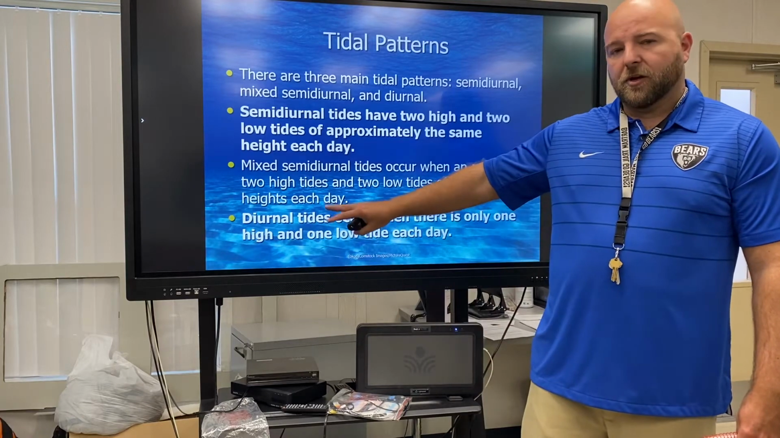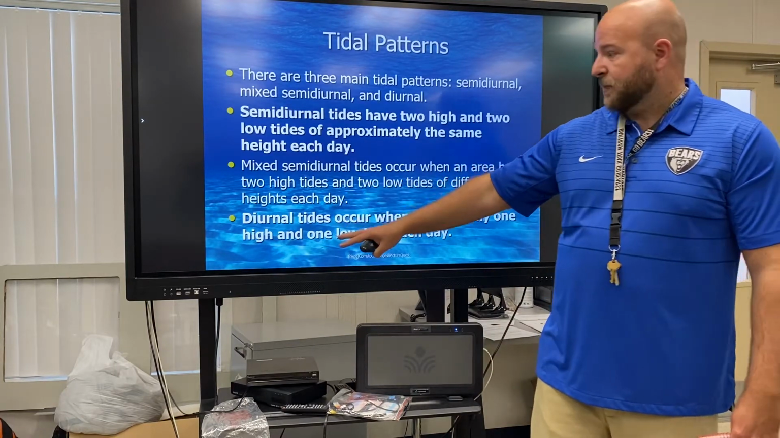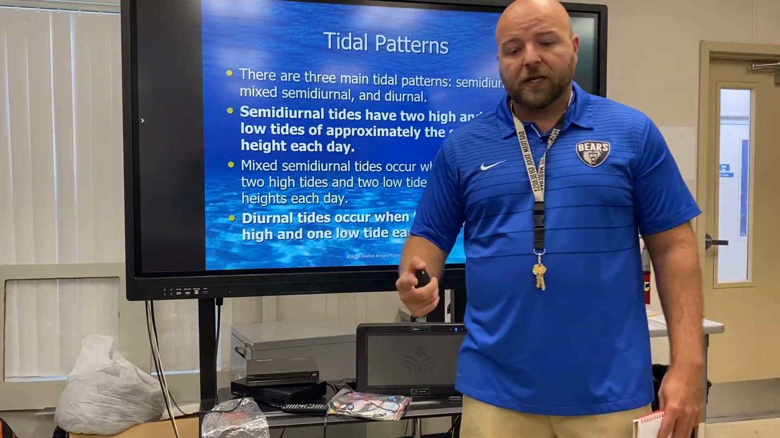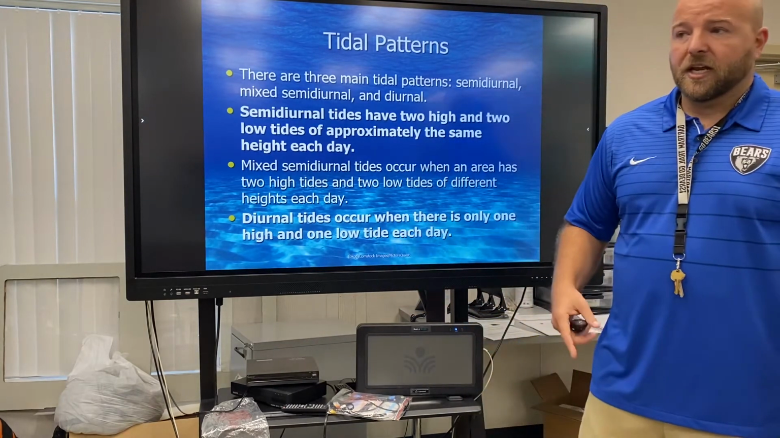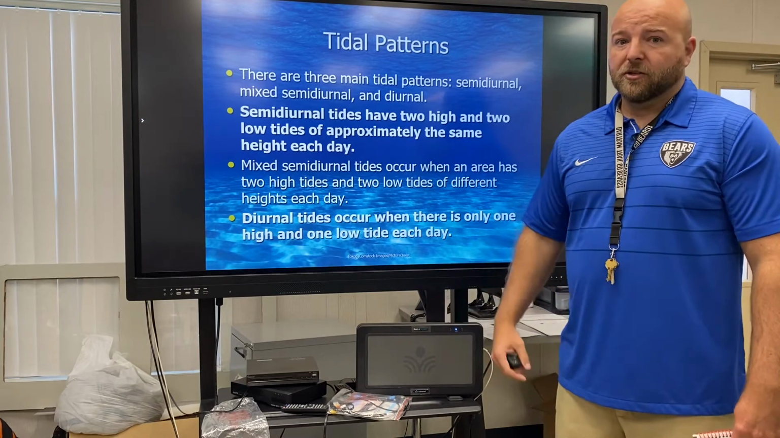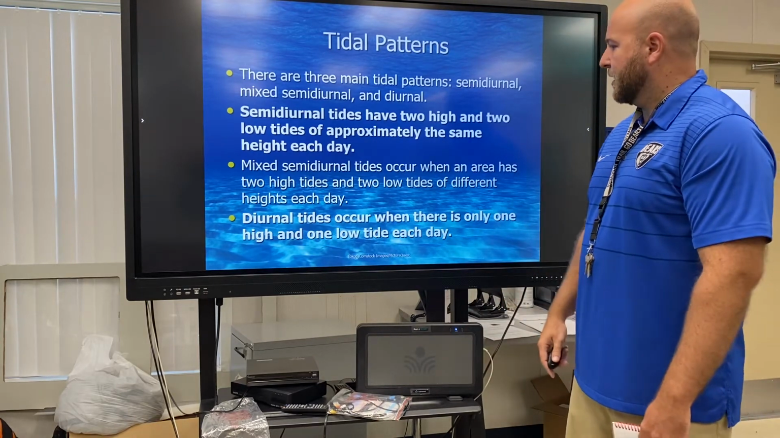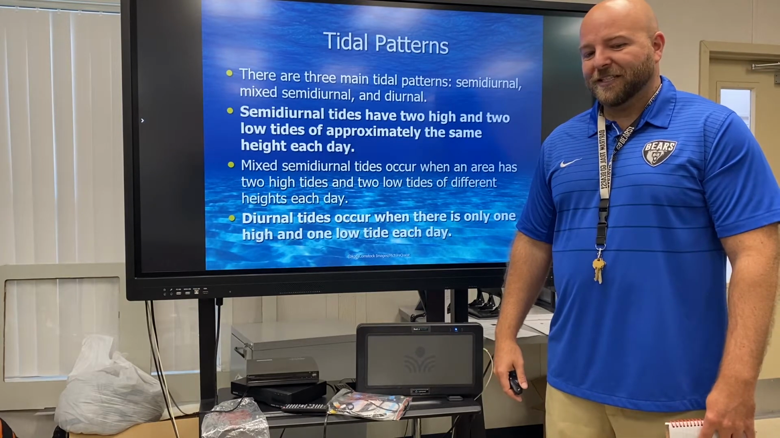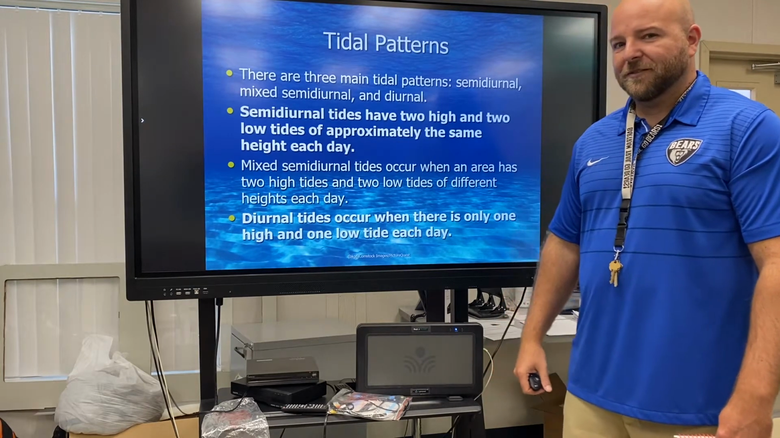We're not going to focus on mixed. We're going to jump down here to diurnal, which is where you've got only one high tide and one low tide each day, meaning in a 24-hour period, there's only one high tide and one low tide. Anybody know what we are? Are we a semidiurnal or a diurnal?